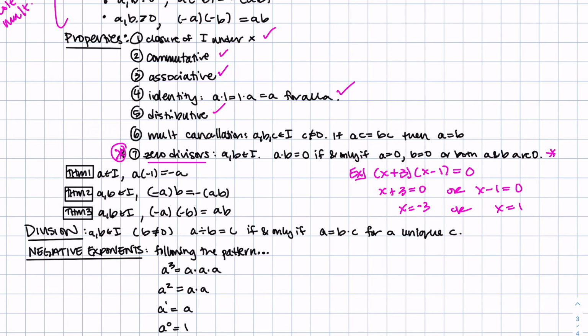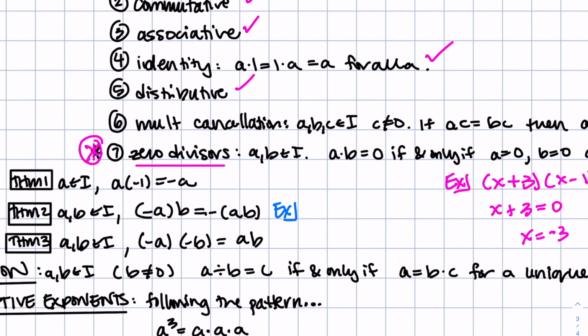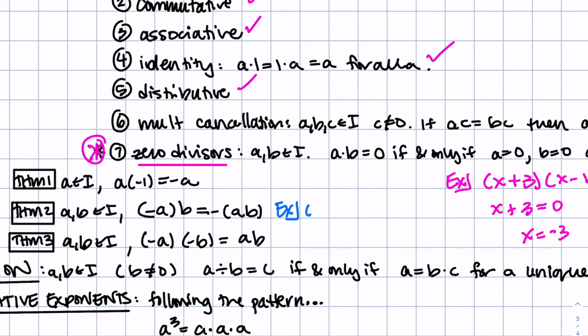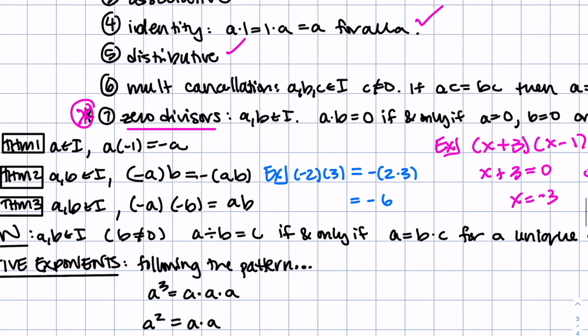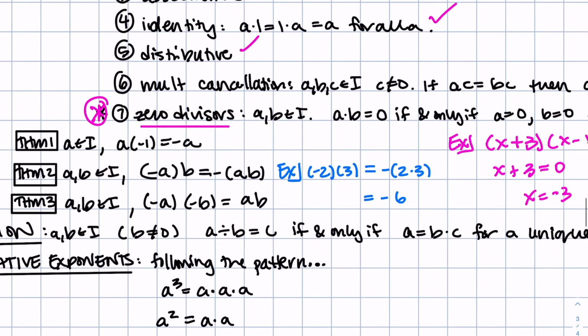Theorem 2 says basically if I take -a times b, that is the same thing as negating the whole product. If you want to see an example, what this says is hopefully something that's very clear to you once you see it. If I take -2 times 3, that's the same thing as the negative of 2 times 3, which is -6. Okay, so hopefully you knew this, right? This is how we work with multiplication of negative numbers.